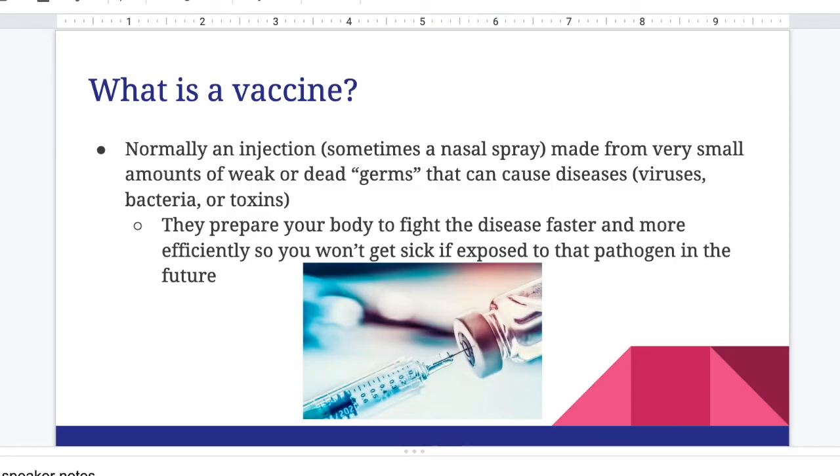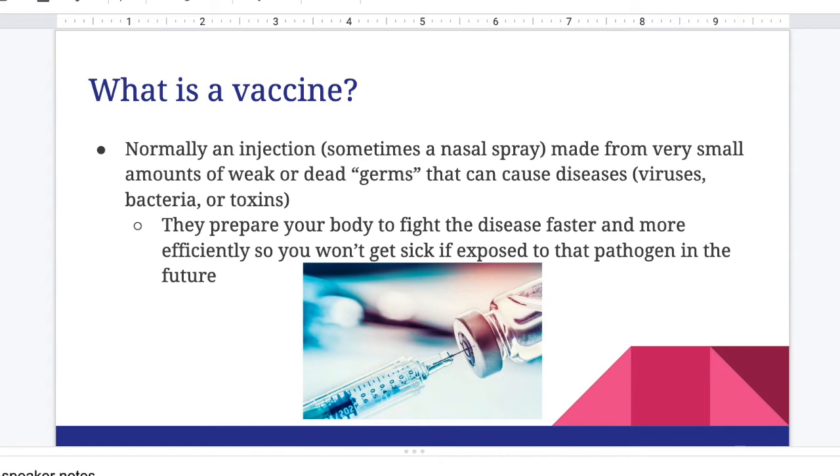So a vaccine is typically an injection. It would be given through a needle and a syringe like we see in the picture here. Sometimes there's an inhaled vaccine, where it's given kind of like a nasal spray. But in either case, no matter what form a vaccine is, it's going to be made from small amounts of weakened or dead germs or pathogens that are able to cause disease. That could include viruses, bacteria, or toxins.